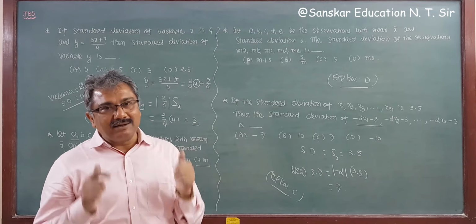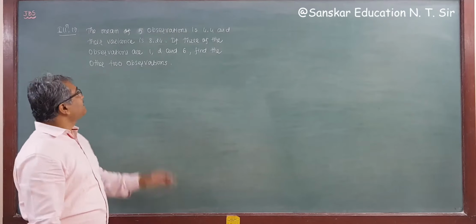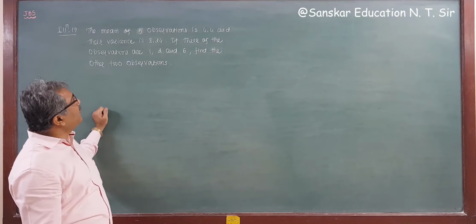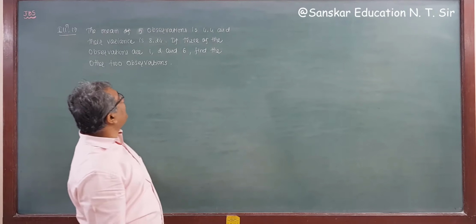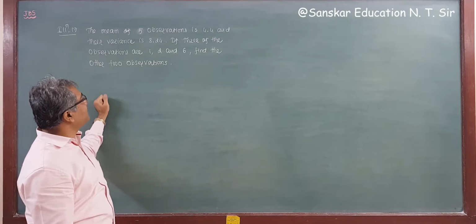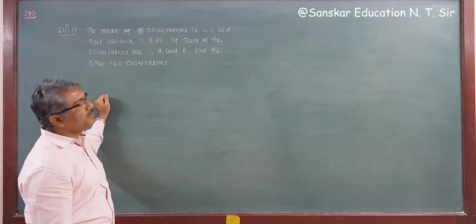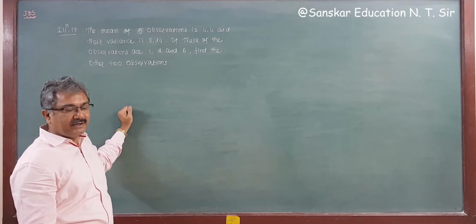Okay, it's clear now? Clear? Okay, thank you. Illustration number 17. The mean of 5 observations is 4.4 and their variance is 8.24. If 3 of the observations are 1, 2, 6, then find the other 2 observations. We have to find the other 2 observations, right?